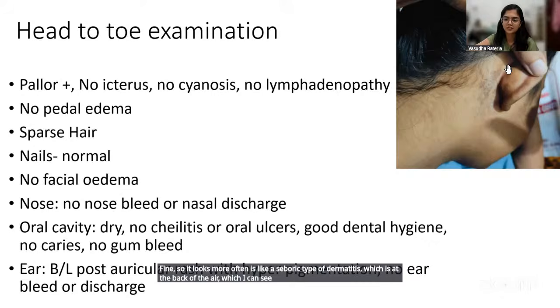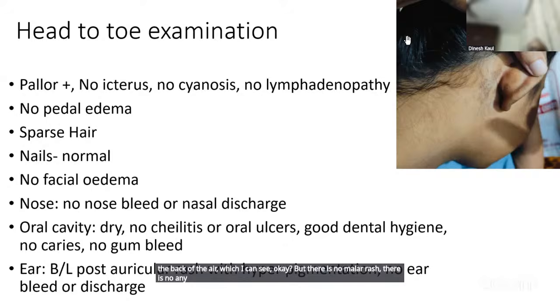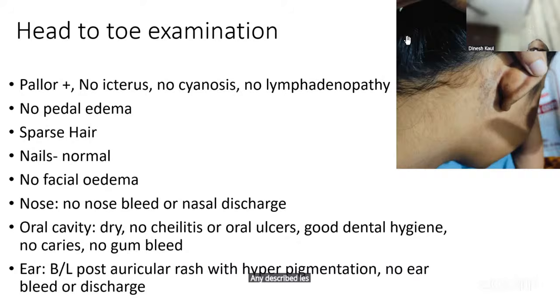Okay. Yes, sir. There is no malar rash. Any discrete red rash or butterfly rash on the face? No, sir. Any discoid rash, any discoid lesions over the skin? No, sir, none. Fine.